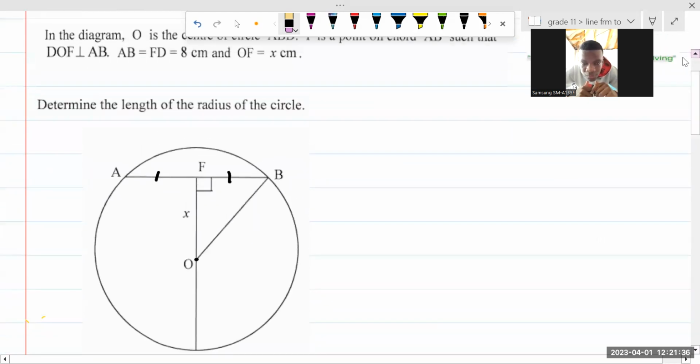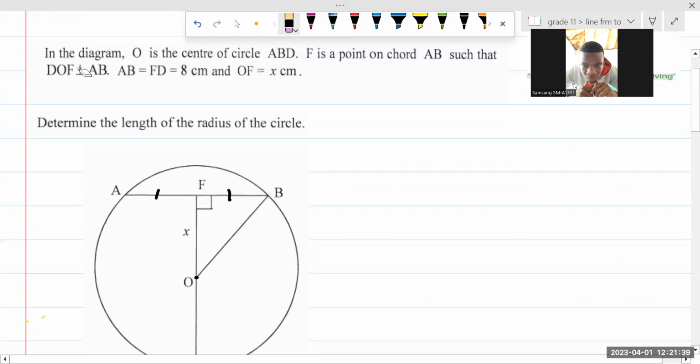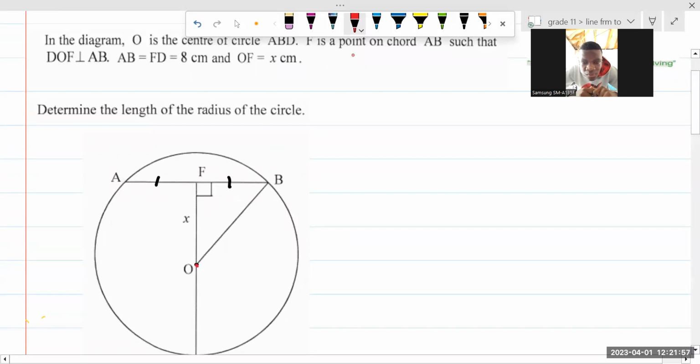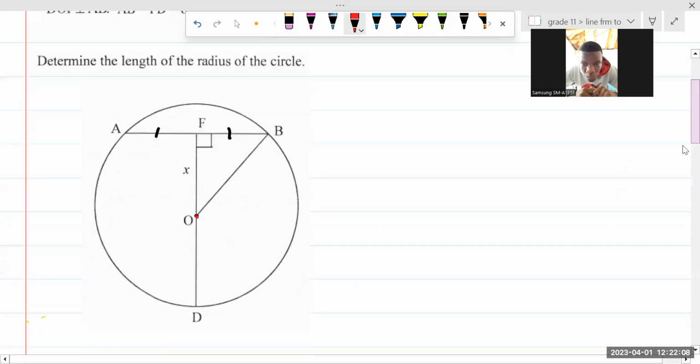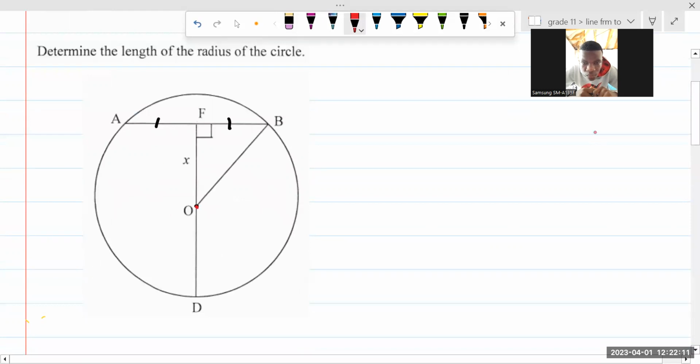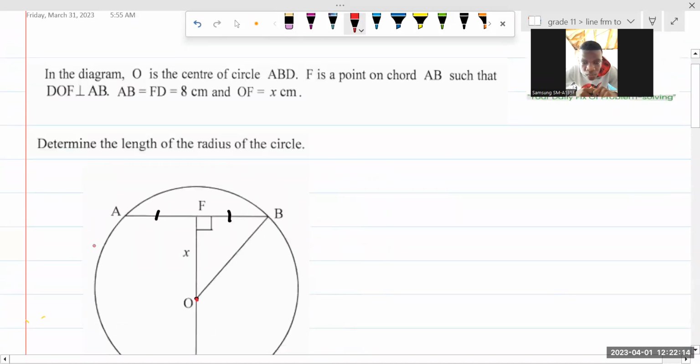So for example, here, the first thing that they are saying is that in the diagram, O is the center. So we have our diagram, which has the center O. And then they say in the diagram, O is the center of circle ABD. So we have ABD. They're naming the points that are going to be at the circumference. And then point F is a point on a chord. So here is point F. And then they say we have DOF, which is going to be perpendicular to AB. So there's a 90 degree angle then.